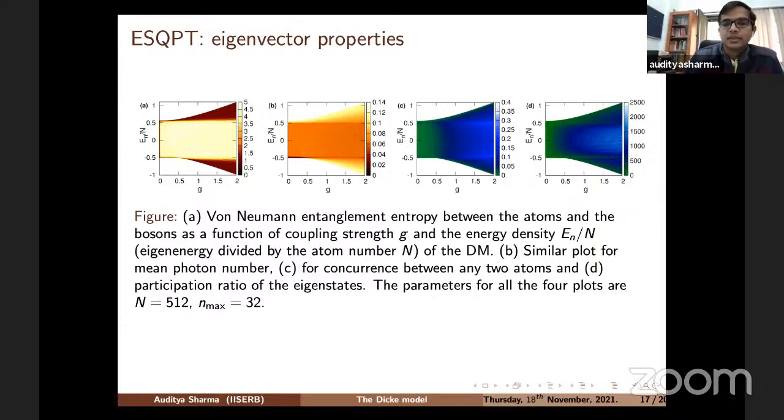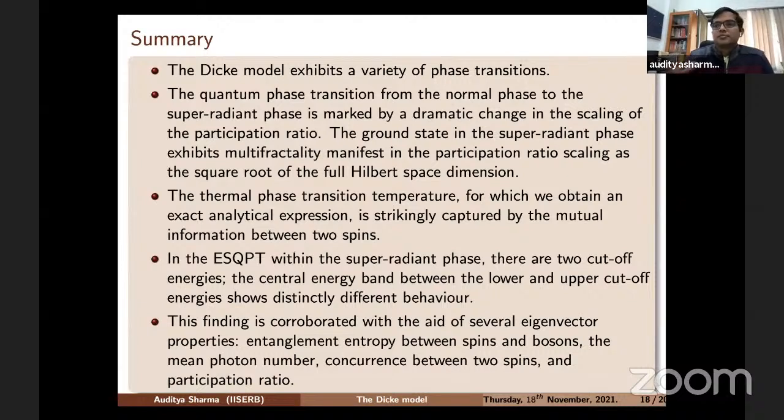Although it's kind of a mixed behavior. Okay, so we have looked at the three kinds of phase transitions in the decay model. The quantum phase transition, with the aid of a study of the participation ratio and how it scales with the Hilbert space dimension, we argue that the ground state becomes multifractal in the super radiant phase. The thermal phase transition, for which it's possible to obtain an exact analytical expression. So there is a phase transition if you're in the super radiant phase.